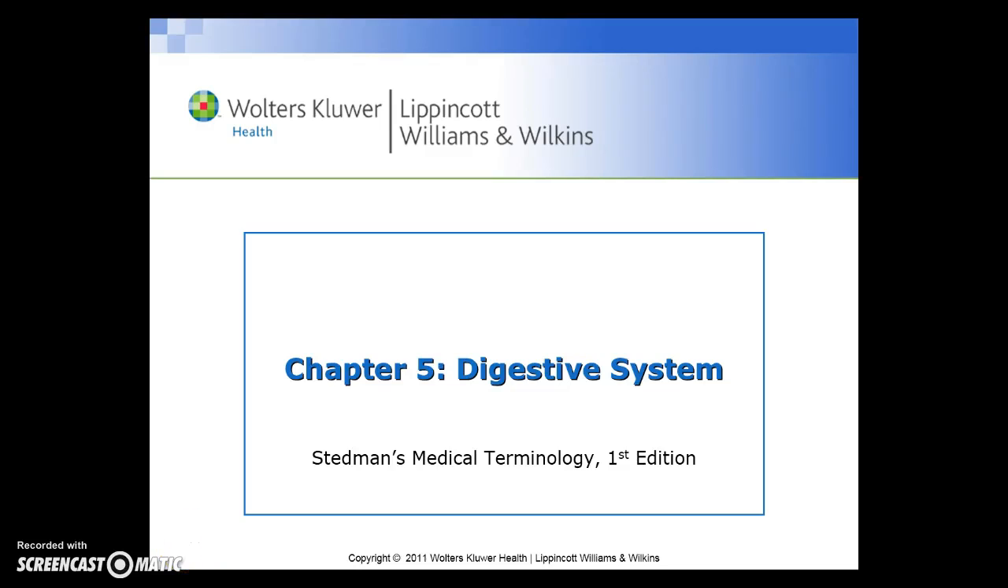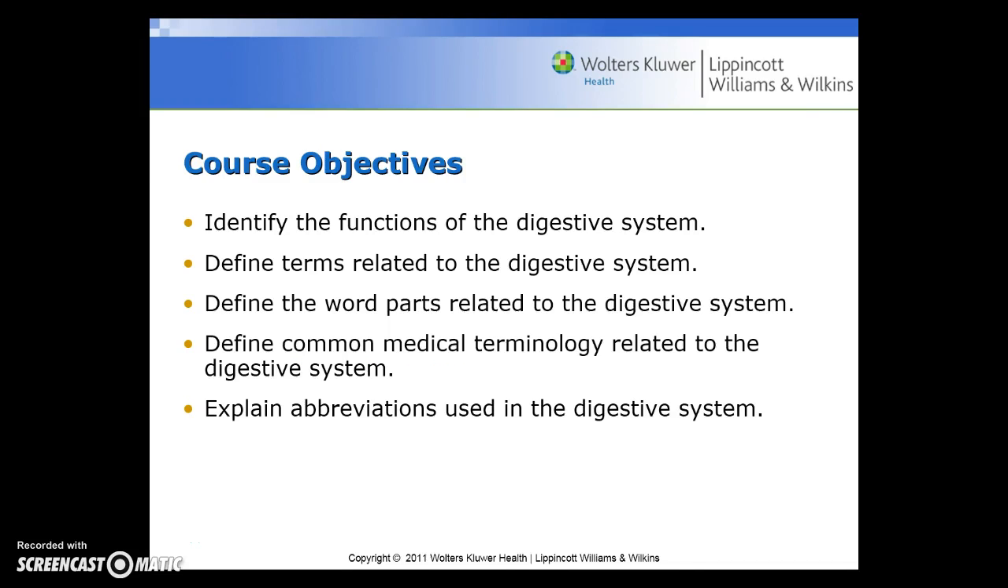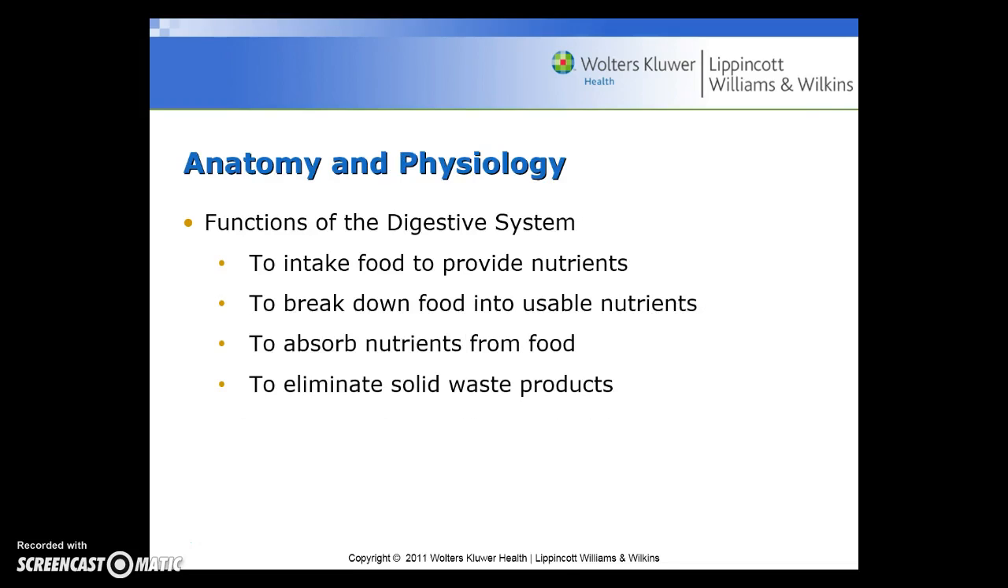Welcome to Chapter 5, the Digestive System. In Chapter 5, the course objectives are to identify the functions of the digestive system, to define terms related to the digestive system, to define the word parts related to the digestive system, to define common medical terminology related to the digestive system, and to explain abbreviations used in the digestive system.